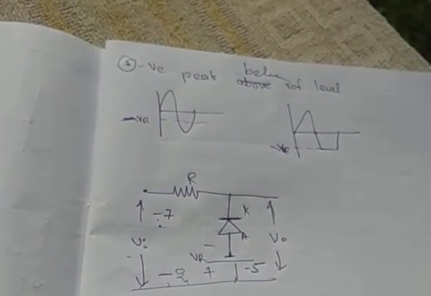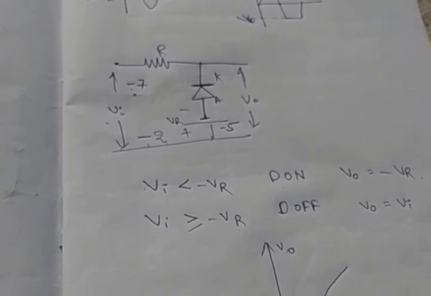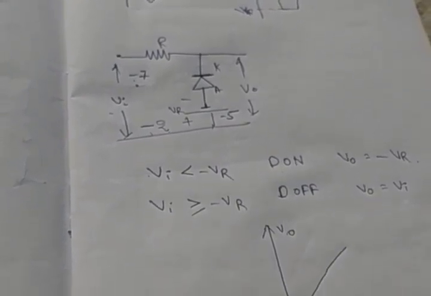So this is the negative peak clipper below reference level. In this way we have to design all the clippers in shunt format.